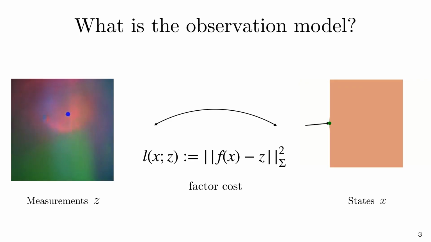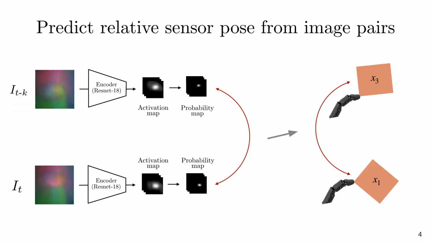It's the likelihood of states x given measurements z, which we express as a quadratic objective under Gaussian assumptions. Now, instead of learning a direct mapping from image measurements to poses or states x, which is hard, our key insight is to predict relative sensor poses about the contact point from a pair of tactile images. We do this by featurizing each image and learning a mapping from the displacement of features between the two images to the relative object pose about the point of contact.